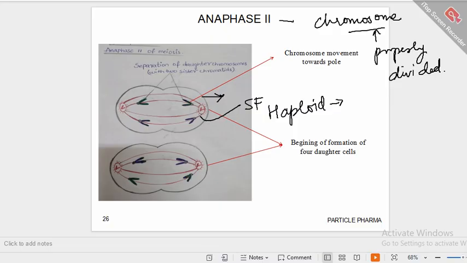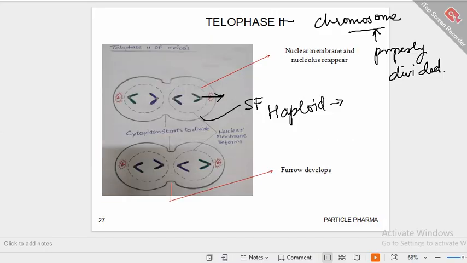So there will be a beginning of formation of four daughter cells. It has just begun, but they are not completely divided. They will get divided in telophase 2. Not completely divided, but they will begin to divide.